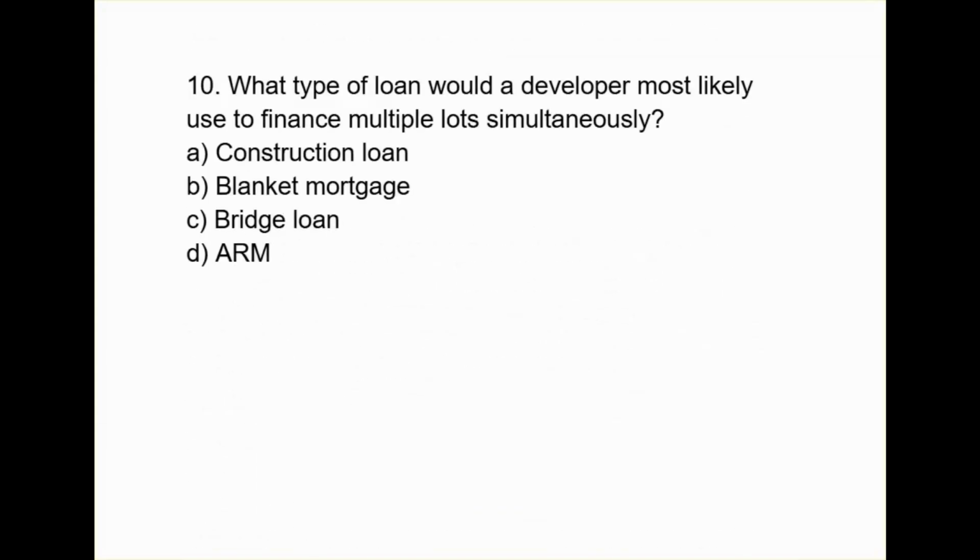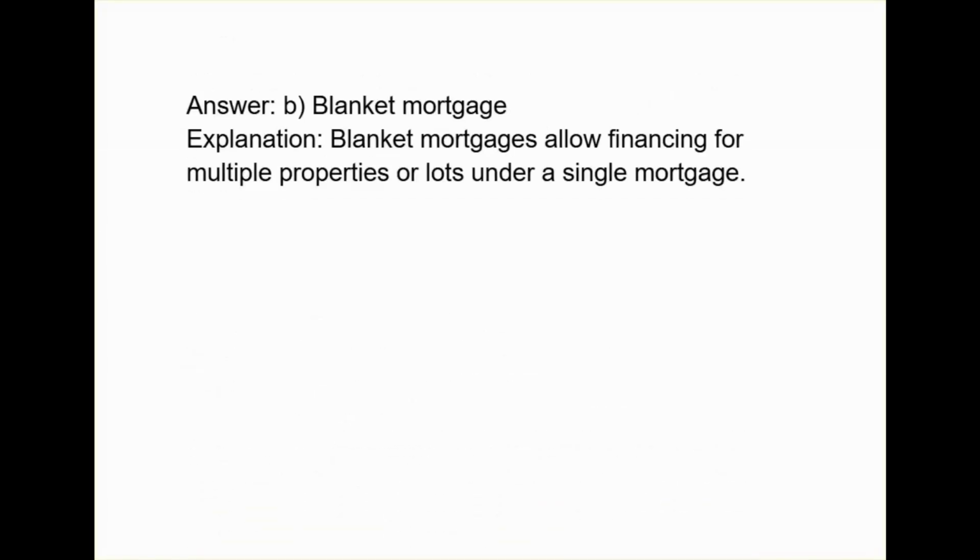What type of loan would a developer most likely use to finance multiple lots simultaneously? A. Construction loan. B. Blanket mortgage. C. Bridge loan. D. Farm. B. Blanket mortgage. Blanket mortgages allow financing for multiple properties or lots under a single mortgage.